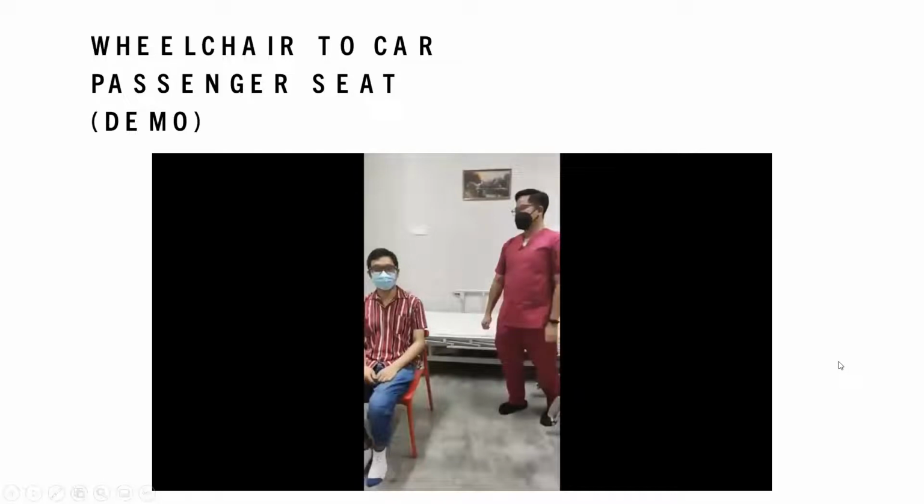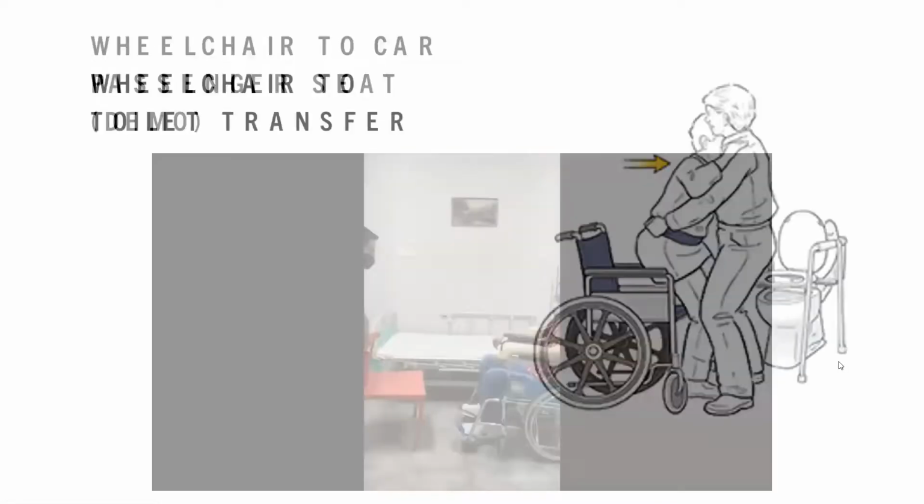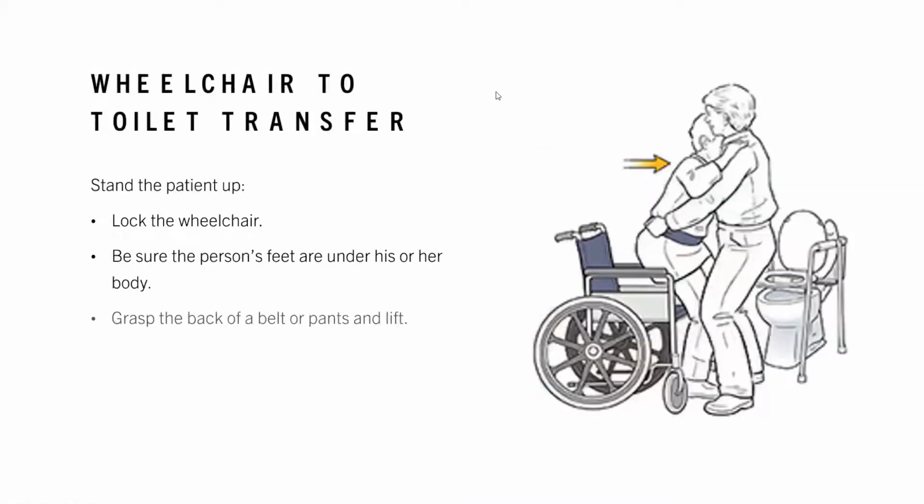The second one is. Next, we look at wheelchair to toilet transfer. So, how to do that? First, stand the patient up, lock the wheelchair, be sure the patient's feet are under his or her body. Grasp the back of the belt or pants and lift.